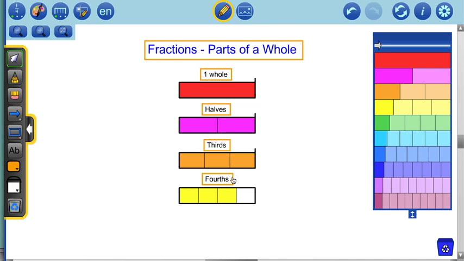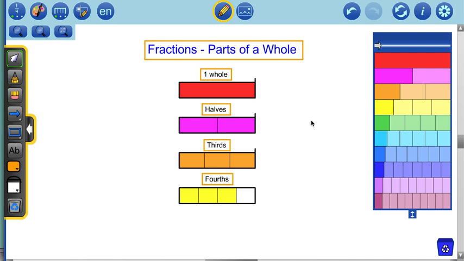It's pretty simple to remember, okay? Especially for thirds and fourths. Thirds sounds very similar to three. Fourths sounds very similar to four. Halves is the one that you have to remember. It's only two equal parts, okay? And if it's not divided at all, then it's considered one whole, okay?